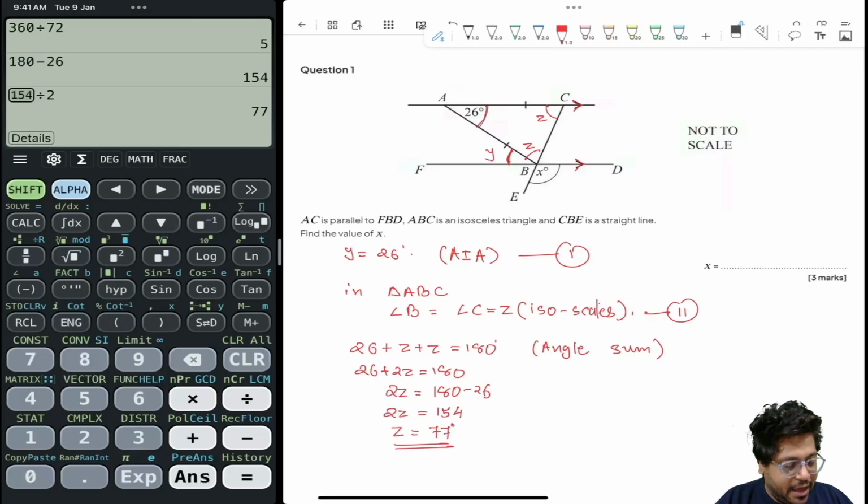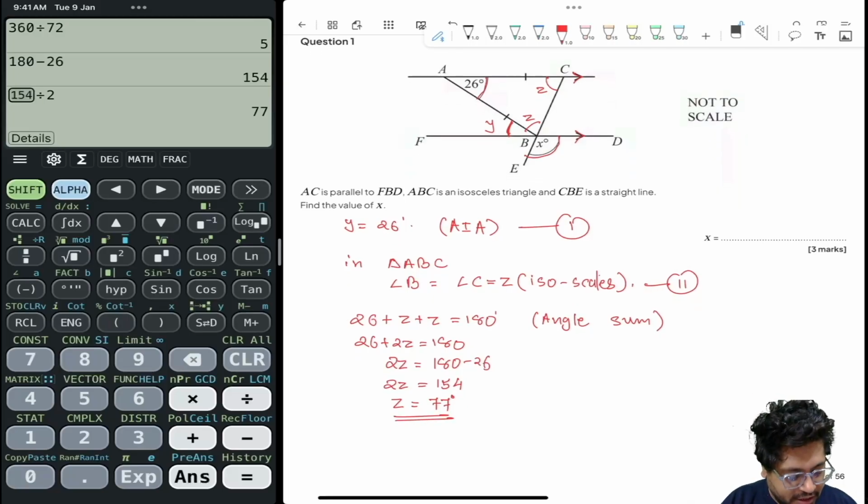Clear? Now coming back to the X, if you see, this X is the vertically opposite angle of the sum of these two, Y and Z. Sum of Y plus Z is vertically opposite of X. So what we can do, X will be equal to Y plus Z, because vertically opposite angles are equal. You can see here, this total is Y plus Z and this is X. They are vertically opposite to each other.